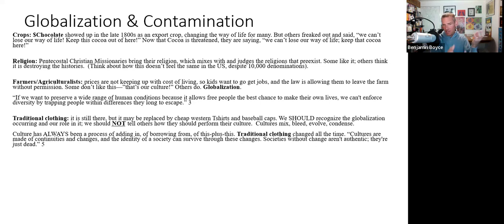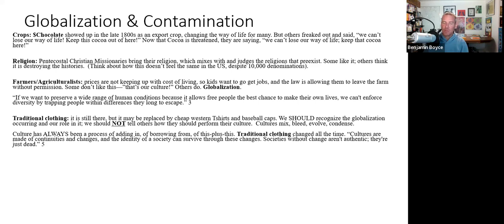Homogenization of culture, guaranteed and denied at the same time. How did chocolate get to this place? They're concerned that it's going to go away if new import crops come in. Oh my God, globalization's destroying us. It's homogenizing everything. And yet the cocoa that they grow now was actually a replacement crop for something they grew 100 years earlier that they seem to have totally forgotten about.